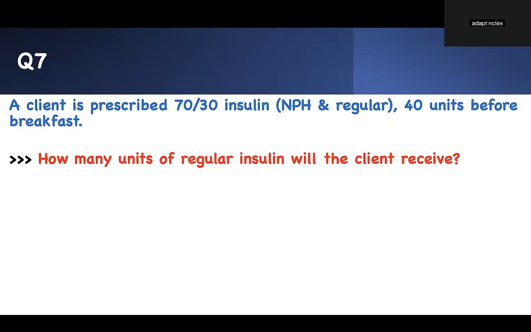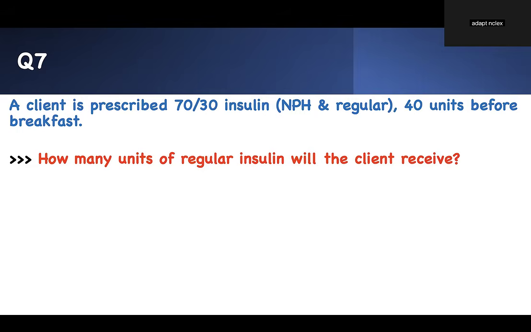Number 7. A client is prescribed 70/30 insulin, NPH regular, 40 units before breakfast. How many units of regular insulin would the client receive? This question is not that difficult. Don't let it trick you. Don't run away from it.